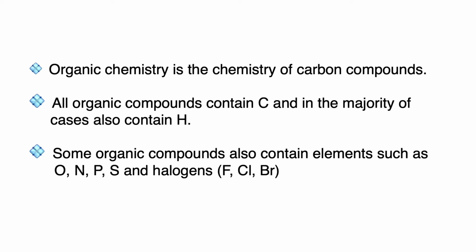Okay, organic chemistry dia lebih kepada whatever compound that has carbon. Okay, it's the chemistry of the carbon compound. So all organic compounds contain carbon. Ini wajib. Okay, semua organic compound itu dia mesti ada carbon. Selalunya bila dia ada carbon, dia punya kawan paling rapat adalah hydrogen. And also sometimes the organic compound contains some other elements such as oxygen, nitrogen, phosphorus, sulfur and other halogens.